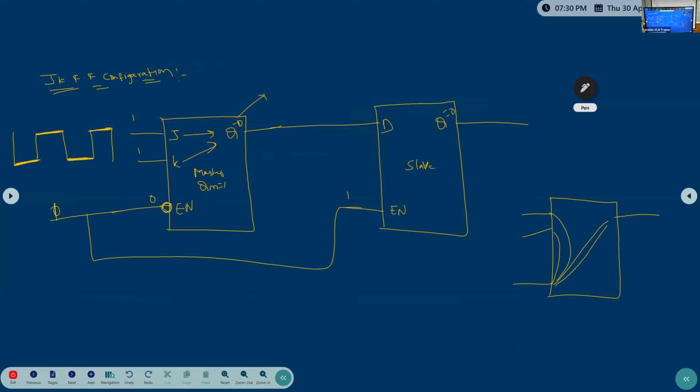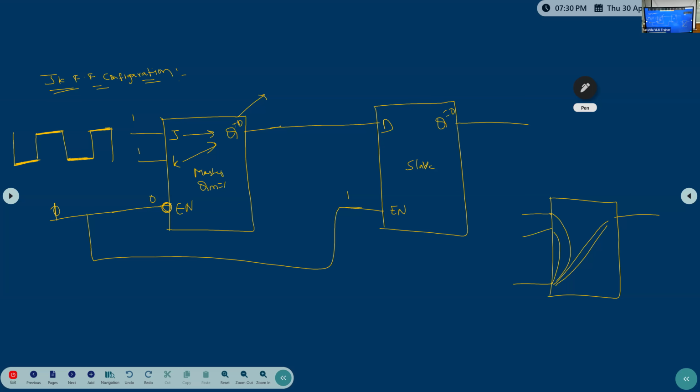If someone asks for the gate representation, first draw this diagram. Then inside this, whatever the gates are there, you will draw 4 gates. You know how it will be. SR only. One inverter will come, that you will draw. Connect both with these connections. Simple. Clear? So this is the JK flip-flop master slave configuration.